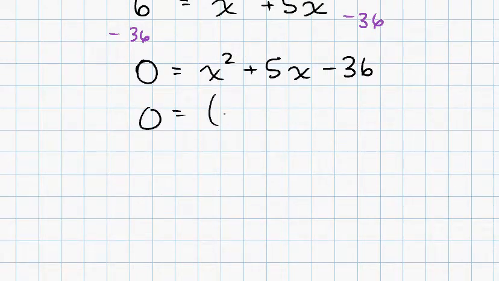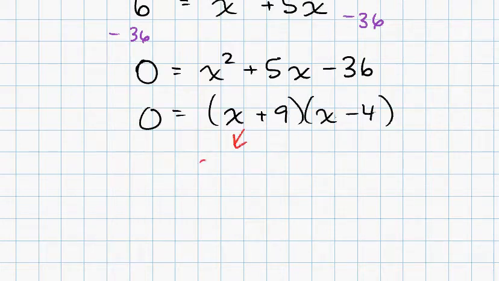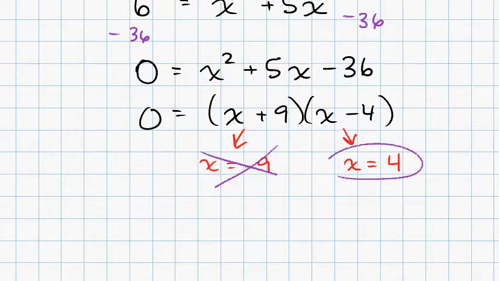0 equals x plus 9, x minus 4. x could equal negative 9. x could equal 4. Check your answers. Does the negative 9 work? No. Does the 4 work? Yes. So our only answer is x equals 4.